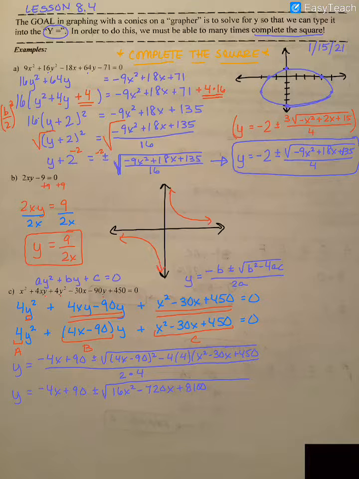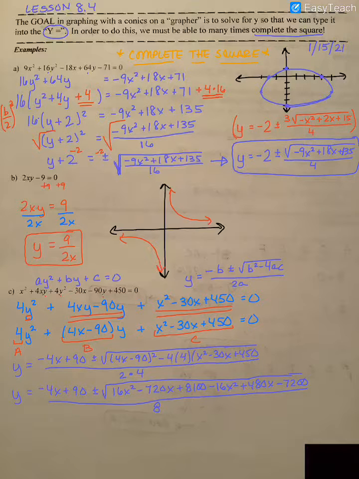Then what I would look at is 4 times 4 is 16, and I'm distributing a minus 16. So minus 16 times x squared is minus 16x squared. Minus 16 times minus 30x is plus 480x. And then minus 16 times plus 450 is minus 7200. All over 2 times 4, which is now 8.